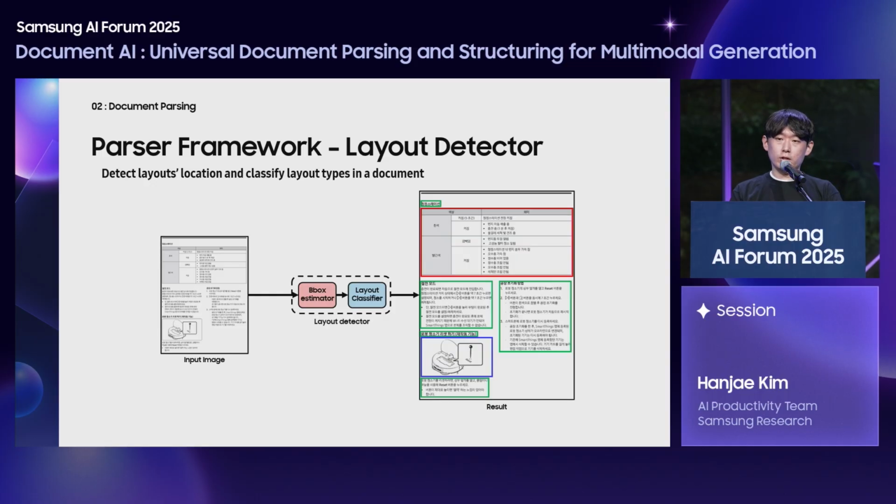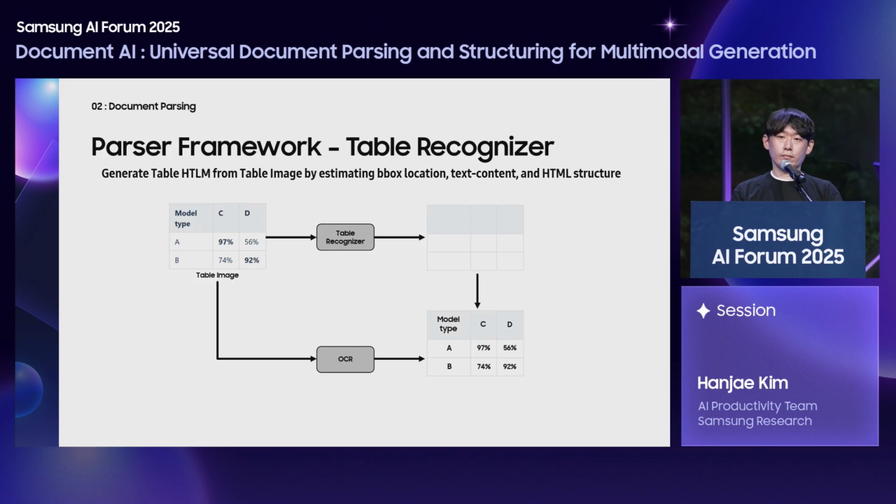Finally, the table recognizer not only identifies the text inside a table, but also understands the table structure, thereby determining which category each piece of text belongs to.